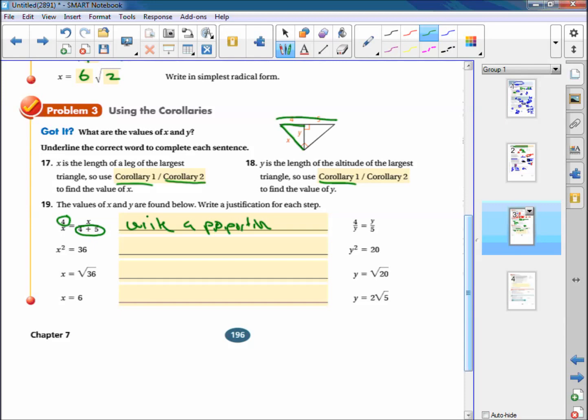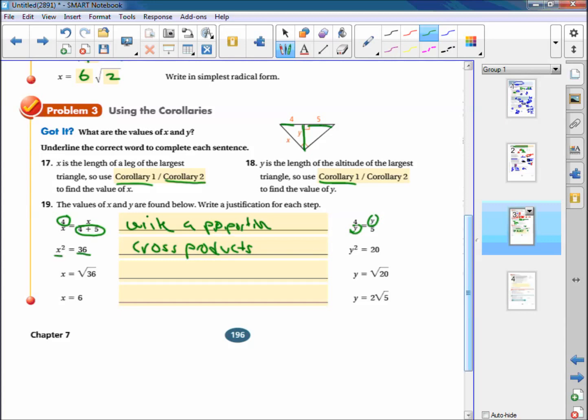Okay, and then on this side, the altitude here is the geometric mean of the split part of our hypotenuse. So it splits our hypotenuse into 2 parts, 4 and 5, and that altitude is the geometric mean of 4 and 5. So that's why they put Y in both spots here and 4 and 5 in the other spots. All right, so here we're going to get our cross products for solving the proportion. This is just our algebra part. So 4 times 9 gives you 36, and x times x for x squared.